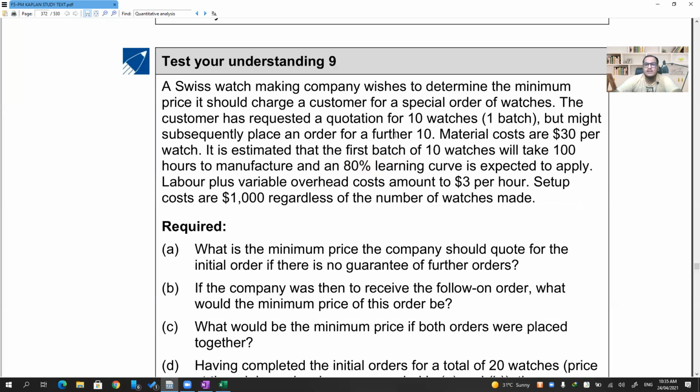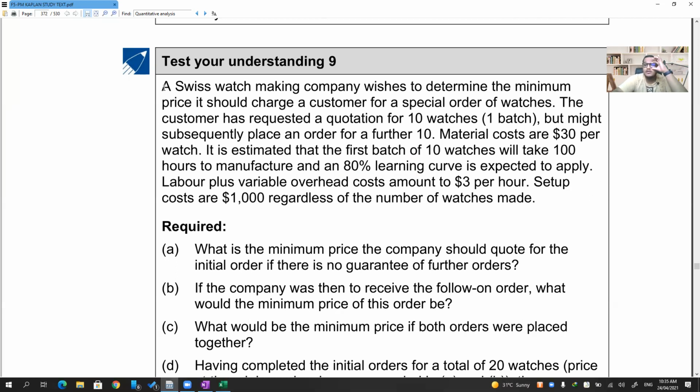Guys, are you able to understand this calculation? I'm directly doing it without putting pen on paper. First batch took 100. Total 2 batches, cumulative average time has reduced to 80. So 2 batches into 80, 160 hours. First batch took 100, so second batch takes only 60 additional hours. 60 into $3, that is 180.